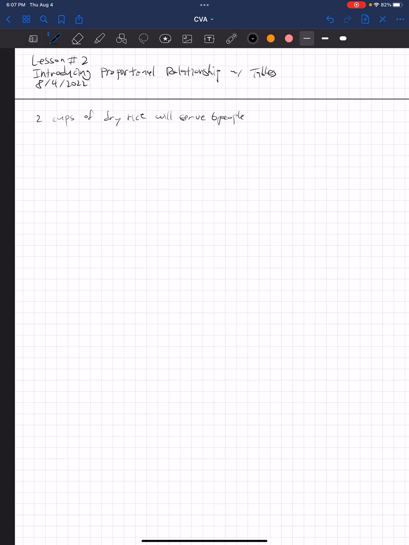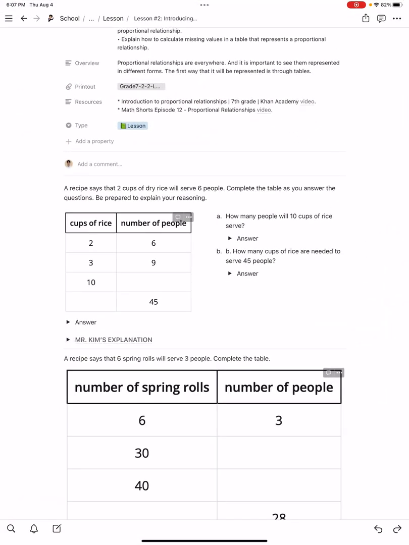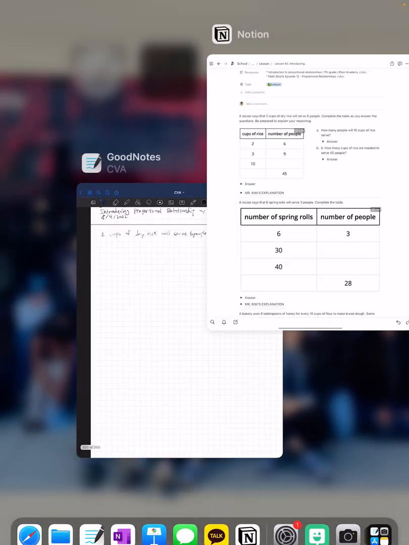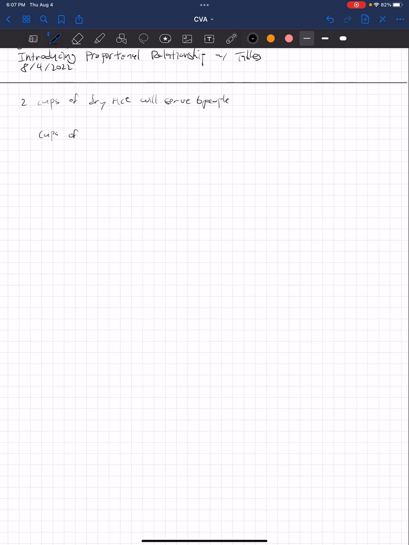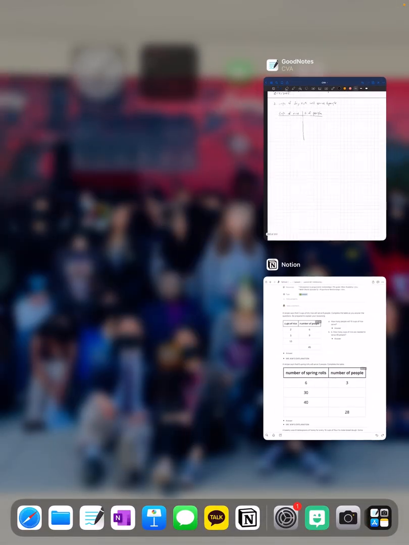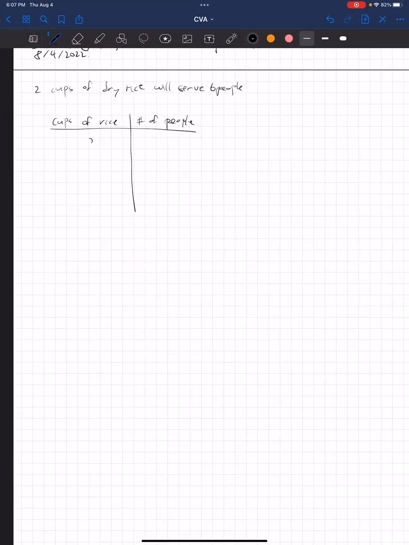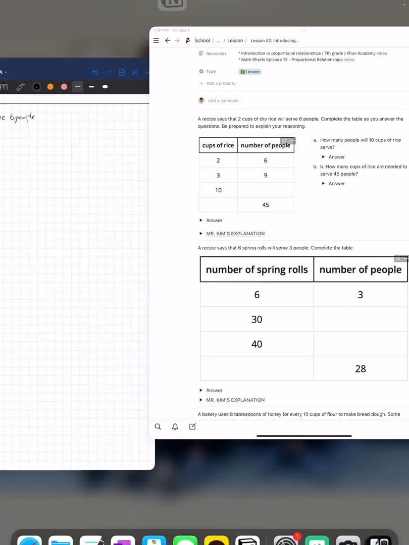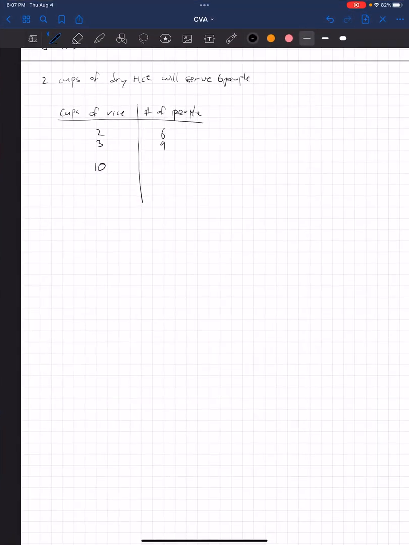I'm not going to write down the entire problem because that's really redundant, and that's just going to waste a lot of time. But this table right here, cups of rice, number of people, that's important. So what I'm going to do is write cups of rice, and then draw a table. My table's horrible, and number of people. And then that's going to be 2, 3, 10, and then 6, 9, 45.